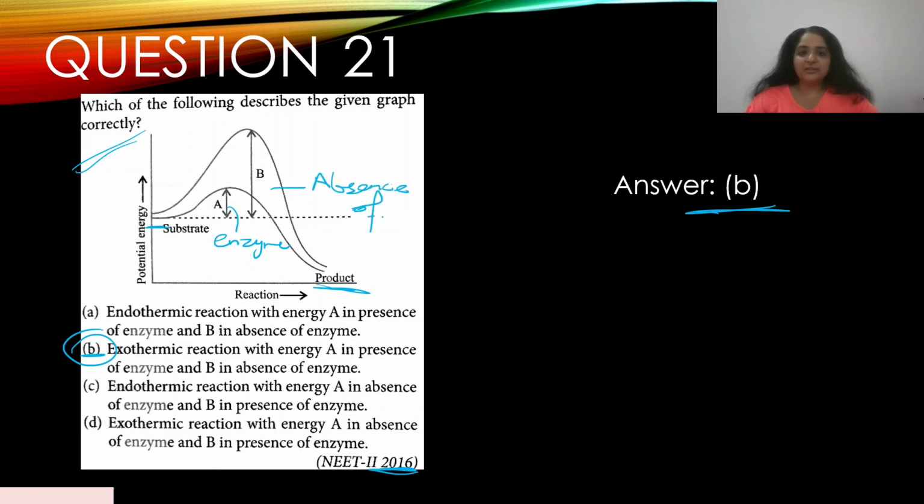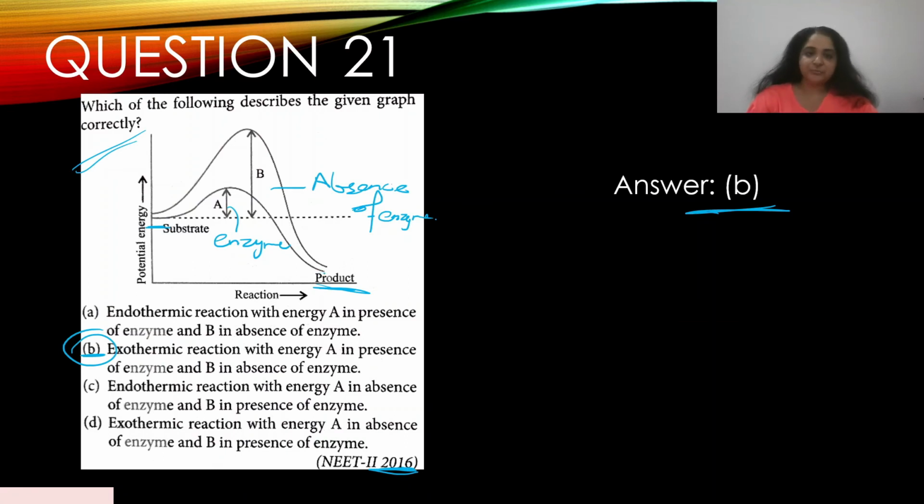So if you've read NCERT, you clearly know what I'm talking about. You know what this graph is. Basically they are depicting the conversion of substrate to product and the activation energy required for it to convert from a substrate to a product, whether in the presence of enzyme or in the absence of enzyme. Of course substrate would be converted to product, we know that, but we know that enzymes increase the velocity of the reaction. The rate of the reaction is increased, right?